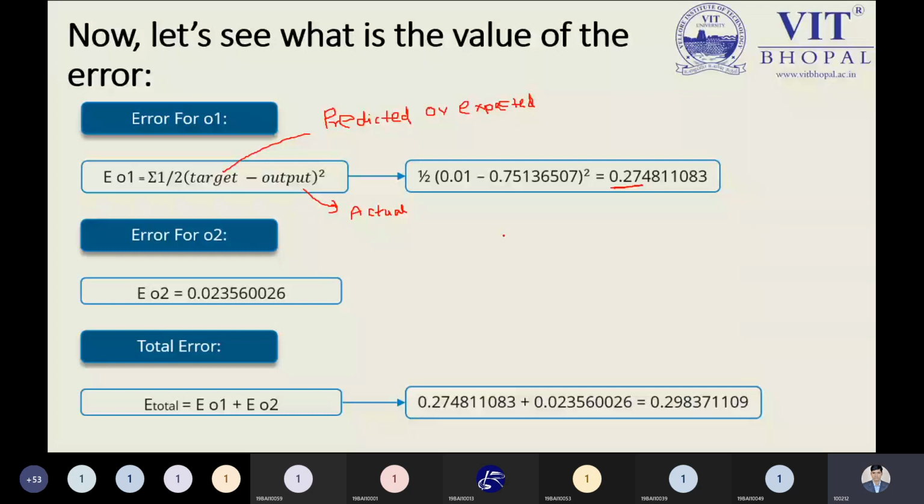That is 0.2983711109. Okay, so far it is clear. We have the error in our network. So from this perspective, we have to apply the backpropagation. What we have done is step number 1, that is the forward pass, or we can say the feed forward neural network. So we have seen the feed forward neural network.